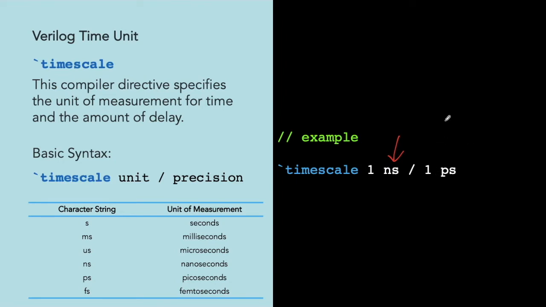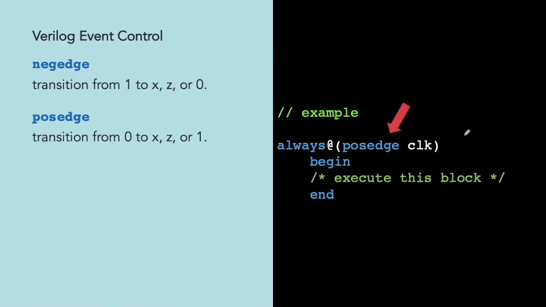In other words, if I specify 1 picosecond, that means if you have a timing diagram, it will round off the scale or the value to a picosecond. Next, the changes in value of a variable can be used to trigger the execution of a statement. For example, when a positive edge is detected on this clock variable, this will trigger this always block's statements to execute. By the way, posedge means the system detects a transition from 0 to 1 or 0 to x.